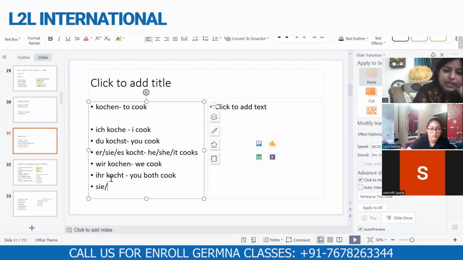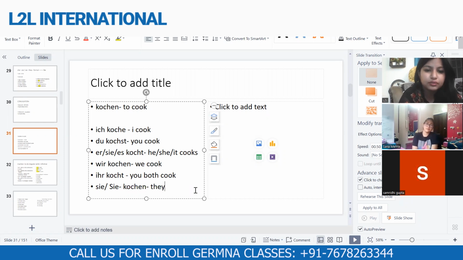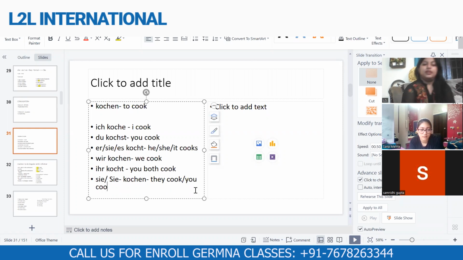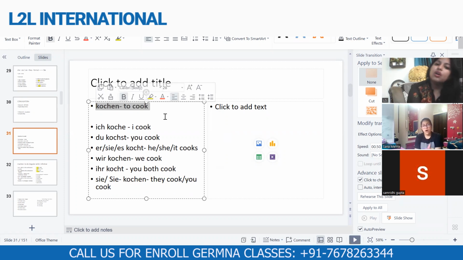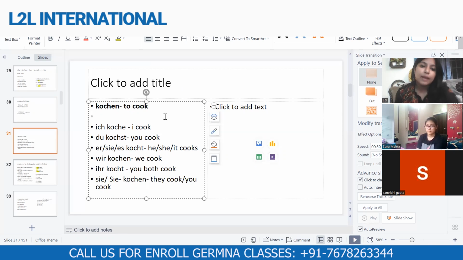Last one, that is the sie and the formal Sie. So here, Samriddhi, the word remains the same, right? Kochen, no change. So this means they cook, or in the formal it would mean you cook. Even though you heard this word for the first time, you could conjugate the verb yourself. This is why we call them regular verbs, because all the regular verbs follow a pattern in their conjugation.